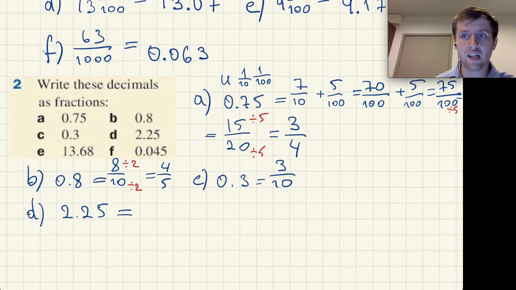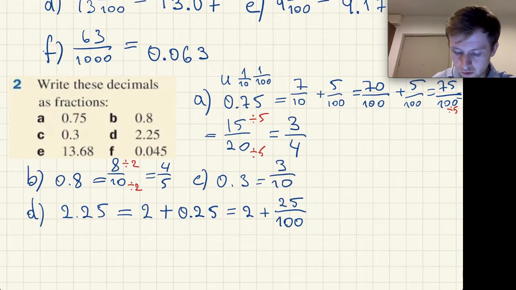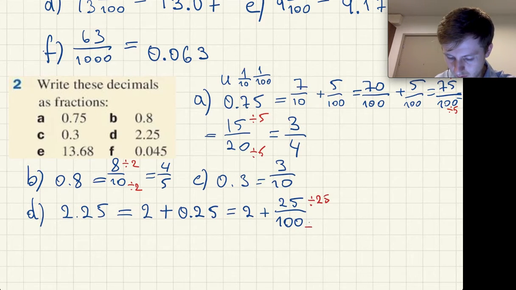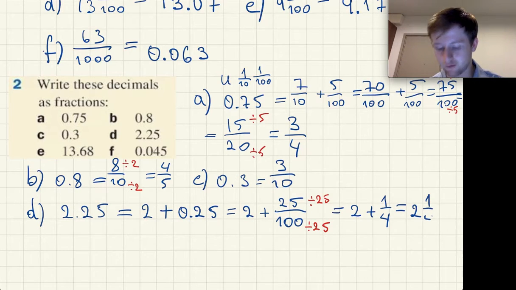So again, we can just leave the part which is 2 alone. So we write this 2 plus 0.25. And 25 can be written as 25 over 100, which if we divide by 25, so we simplify it, will give you 2 plus 1/4. So 25 divided by 25 equals 1, and 100 divided by 25 equals 4. So that is 1/4. And then we get 2 and 1/4 as a final answer.